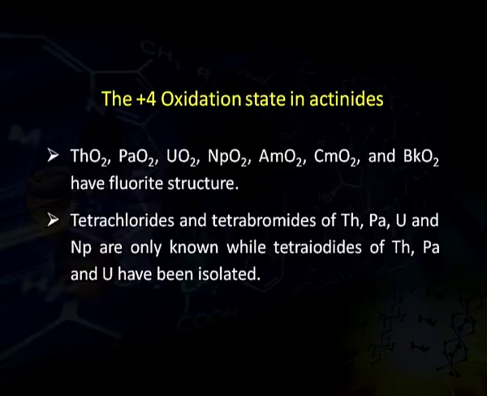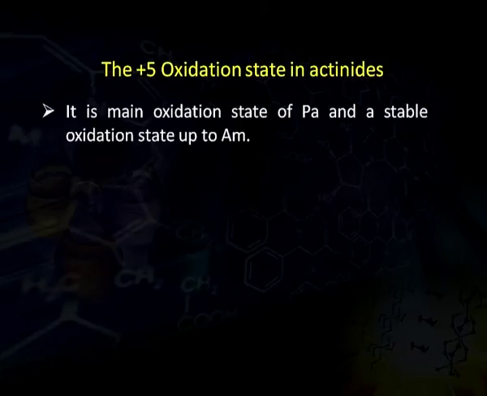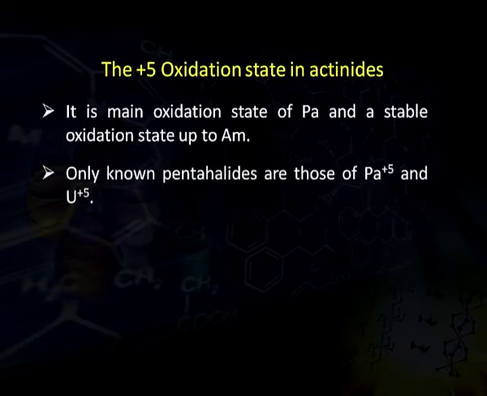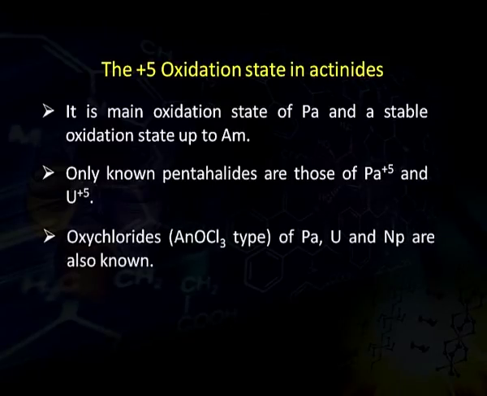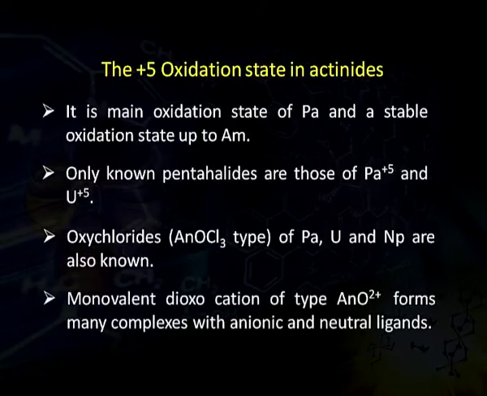have been isolated. Let us discuss the +5 oxidation state of the actinides. It is the main oxidation state associated with protactinium and a stable oxidation state continuing up to americium. Only known pentahalides are those of protactinium and uranium in the +5 oxidation state. The oxychlorides of the AnOCl3 type of protactinium, uranium and neptunium are also known. The monovalent dioxocation of type AnO2+ forms many complexes with anionic and neutral ligands.